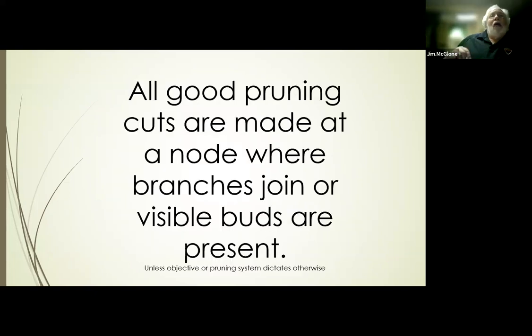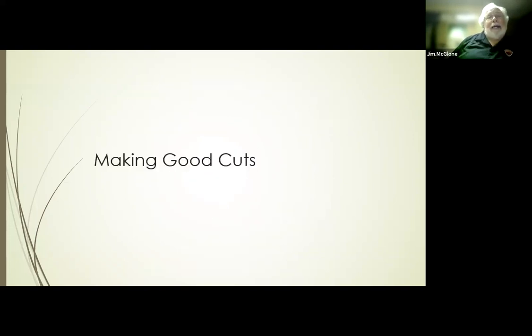As I said, when we are using this natural pruning system, all of your pruning cuts are going to be made at a node where branches join or there are buds present. The only time we violate that is when we go away from the natural pruning system to other types of pruning. But when we're talking about the natural system, we only prune at branches. All right, questions about that?